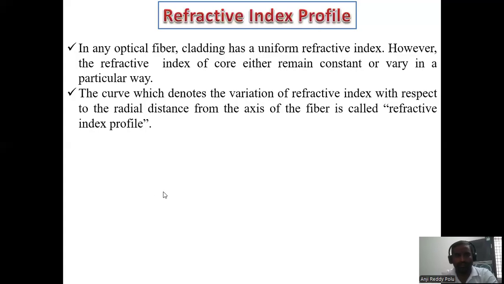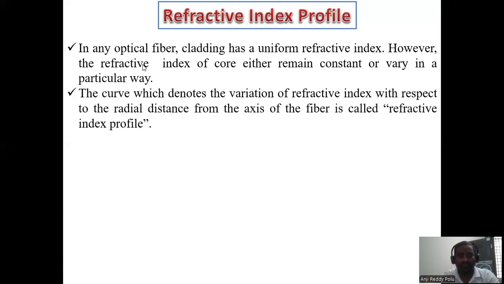In today's class, we'll discuss the types of optical fibers. Optical fibers are classified based on materials, based on number of modes, and based on refractive index profile. Out of these three, one of the very important is based on refractive index profile. In the last class, we already discussed based on materials and based on number of modes. In today's class, we will discuss based on refractive index profile.